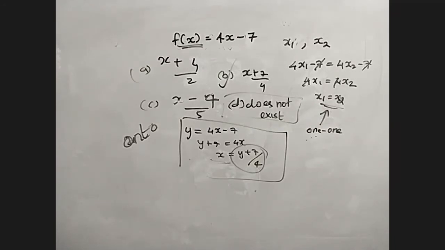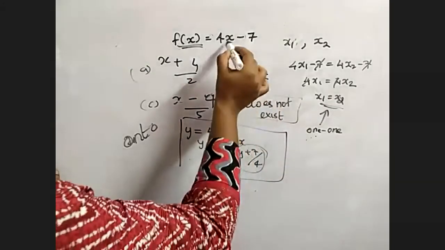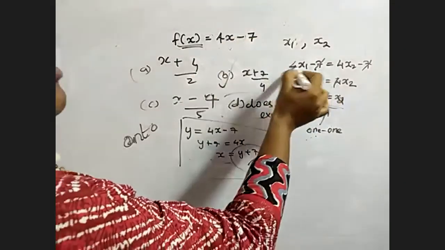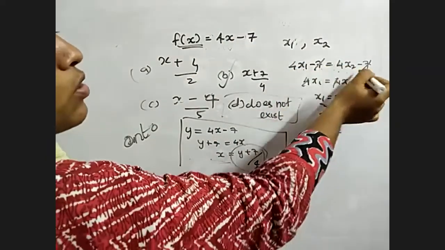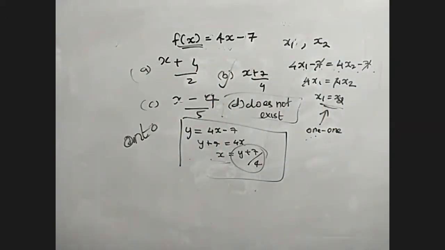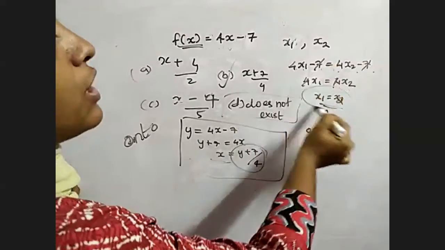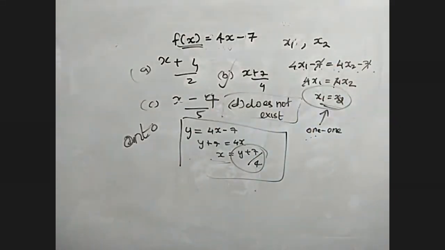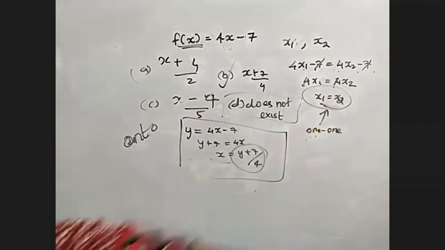For checking 1 1, just put x1 and x2 here: 4x1 minus 7 is equal to 4x2 minus 7. Then simplify that, and check whether you are getting x1 equal to x2. If you are getting x1 equal to x2, it is 1 1.